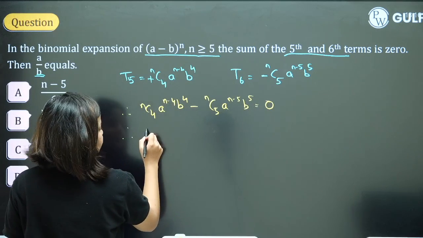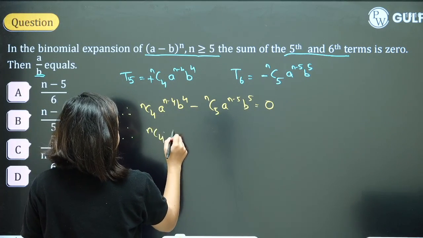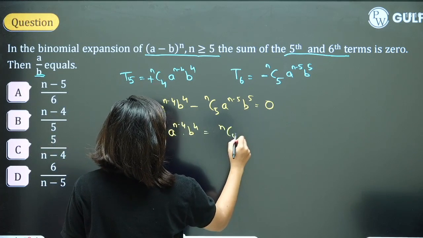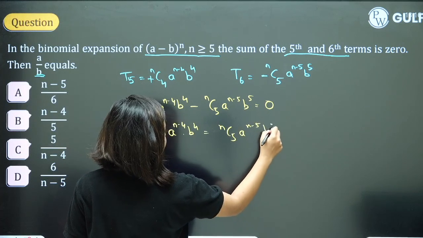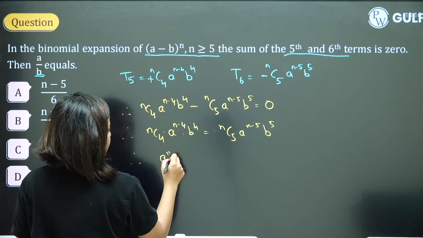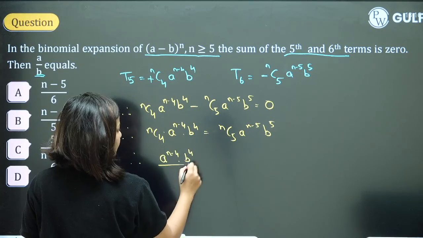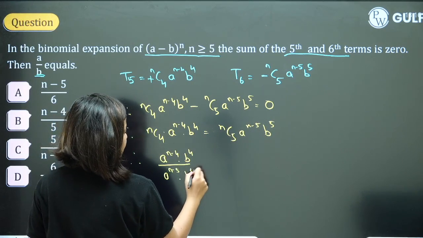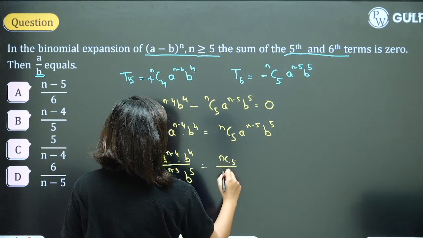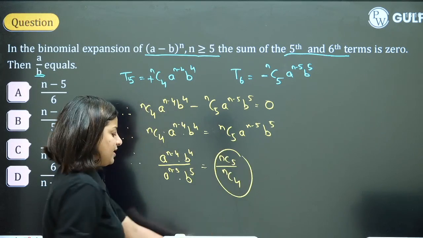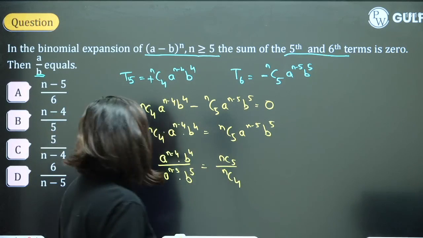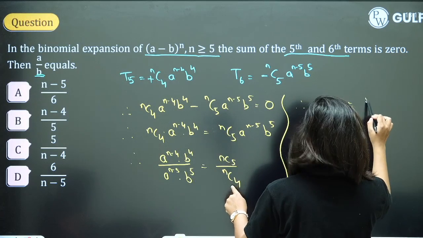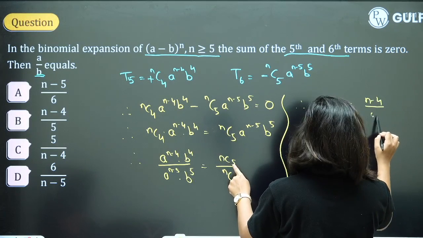Simplify. nC4, a raised to n minus 4, b raised to 4 is equal to nC5, a raised to n minus 5, b raised to 5. Bringing those coefficients here, a raised to n minus 4, b raised to 4 upon a raised to n minus 5, b raised to 5 is equal to nC5 upon nC4. Once again use that formula, nCr upon nCr minus 1, which is equal to n minus 4 upon this bigger number 5.